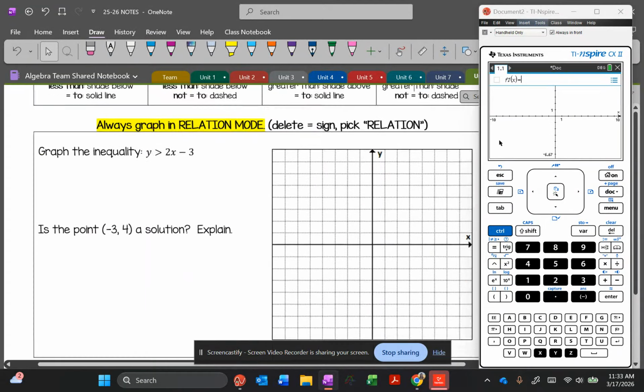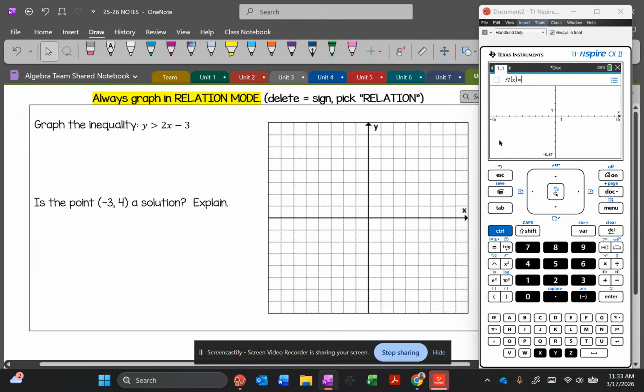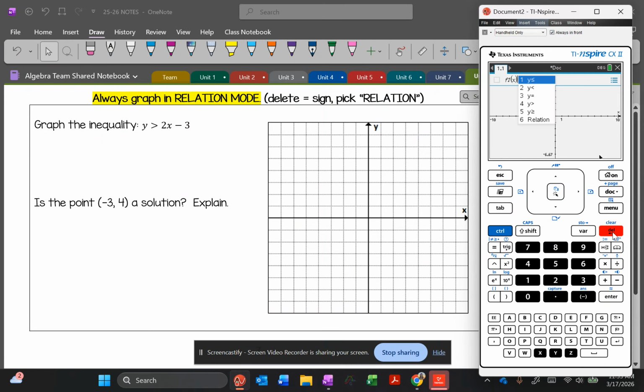So we could graph inequalities by hand. We can use our technology. I'm going to show you how to graph this using technology. So the first thing you'll do is open up a graph and change it to relation mode. Then we will do y is, and in order to get your symbols, you're going to hit Control equals. So that's a greater than symbol. And then you're going to type in 2x minus 3. And as you can see, your line is now graphed for you.